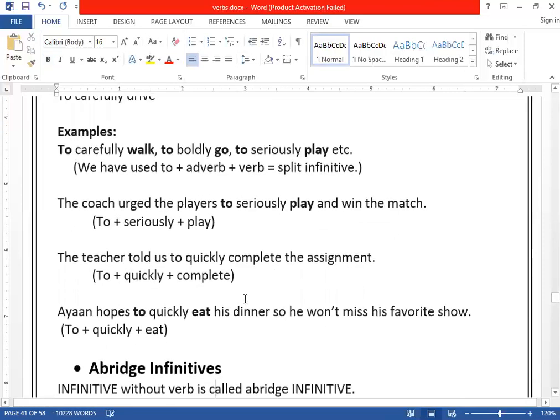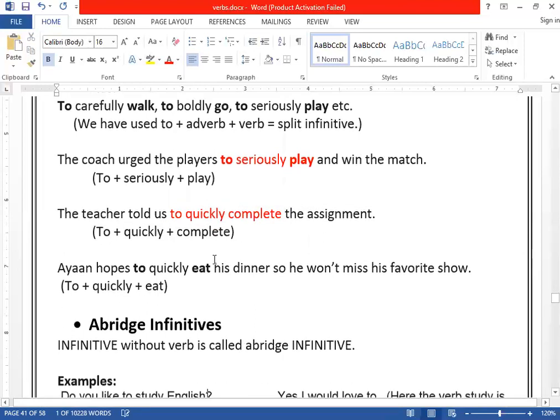For example, the coach urged the players to seriously play. The teacher told us to quickly complete. Here the adverb quickly is placed between "to" and the verb, so it is a split infinitive.